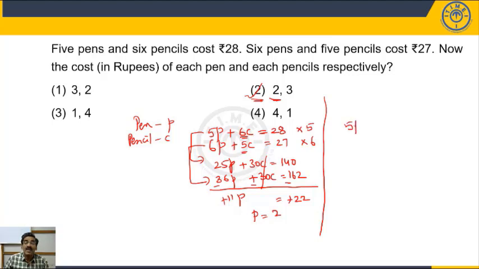Let us write the given equations once again. 5p plus 6c is equal to 28, and 6p plus 5c is equal to 27. If we add the first equation and the second equation, what do we get? 11 pens plus 11 pencils cost is 55. Dividing throughout with 11, pen plus pencil cost will be 5 rupees. In all the cases, 3 plus 2 is 5, 2 plus 3 is 5, 1 plus 4 is 5, 4 plus 1 is 5. So since all the cases have 5, addition may not be giving us the clue for the answer. But what we will do is subtraction.